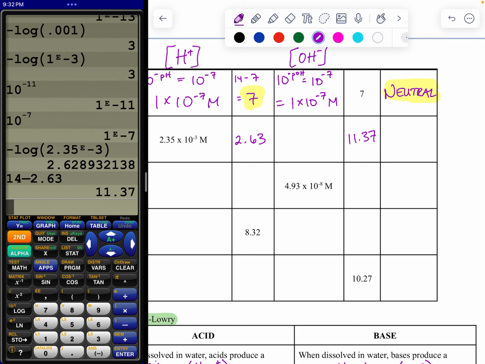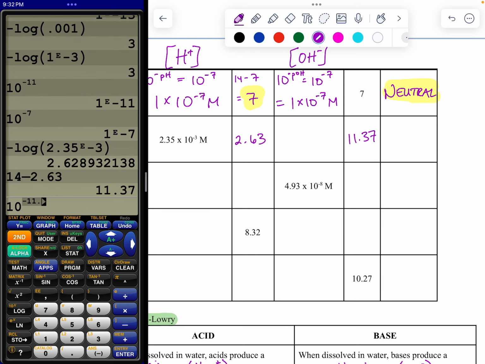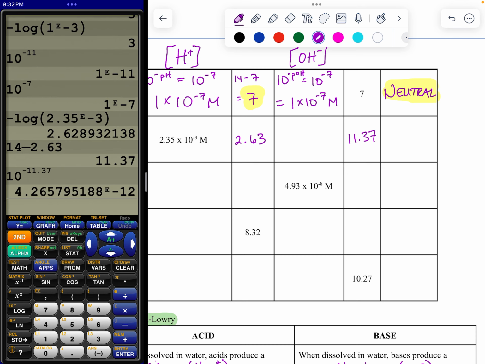And to figure out the concentration of OH, or hydroxide ions, I take 10 to the negative 11.37, because I'm using the pOH to find it, which is about 4.27 times 10 to the negative 12th molar. Right? What is this? Well, it's always based off of the pH. The pH is less than 7, which means this is an acid.